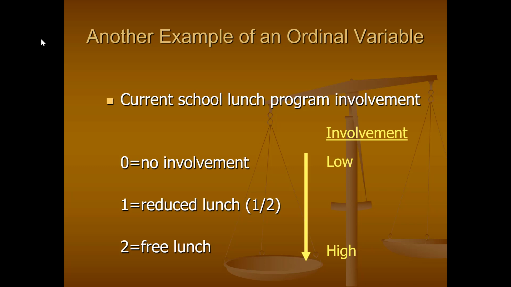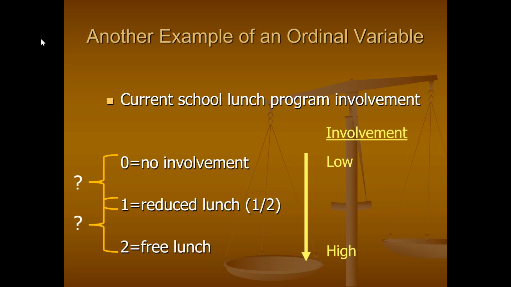So there's an order. If I were to use this as a measure of poverty, for example, I would know that a child who is a 2 is likely more impoverished than someone with no involvement, and we don't know how much more likely. So the distance between a 0 and a 1, even though I've gone just 1 point, and the difference between a 1 and a 2, they don't really mean anything. They don't give us any other information. All we know is that there's an order, and the higher the number, the higher the involvement in the school lunch program.